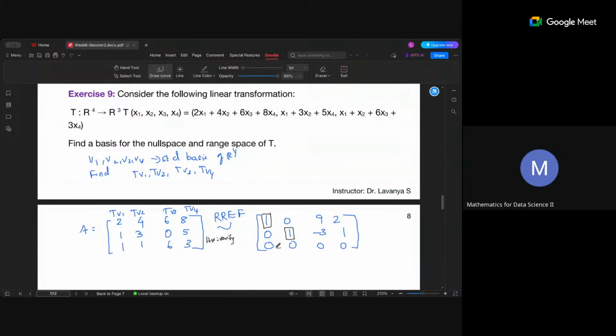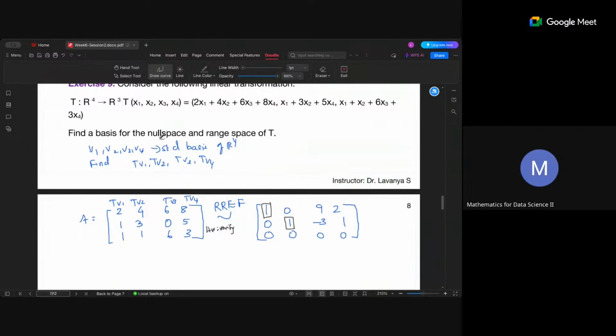So the first step to find the basis for null space and range is to find the matrix of T with respect to the standard basis. Second step, find the RREF form of the matrix. Third step, figure out what the pivot elements in the matrix are.